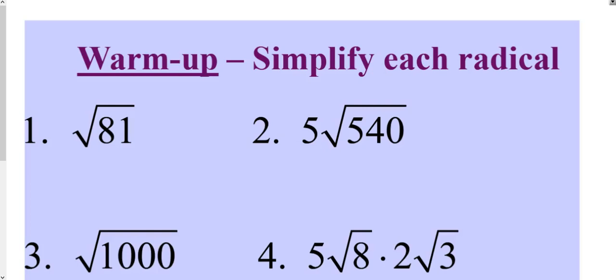All right, so we're going to do a quick warm-up just because we're trying to get back in the swing of things with radicals. Square root of 81, that's simple. That's a perfect square. That's just simply 9.